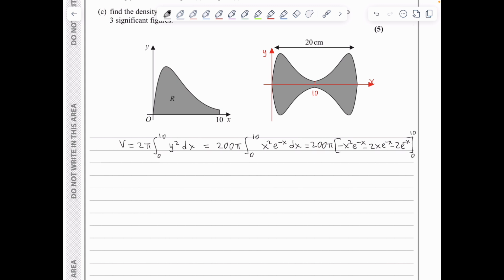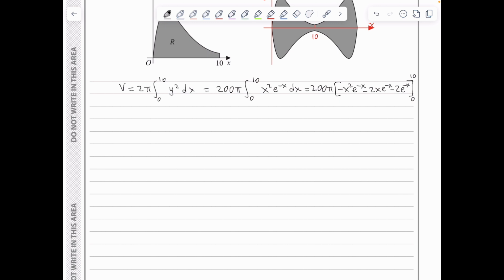So let's proceed in substituting the upper and then the lower limit. So we're looking at 200 pi, and then we've got the upper limit substituted, so it's minus 10 squared e to the minus 10 minus 2 times 10 e to the minus 10 minus 2 e to the minus 10, and then I need to substitute the lower limit. Obviously this term and this term here would be 0, and I'm left with minus 2e to the minus 0, which is simply a negative 2. So minus a negative 2 here.